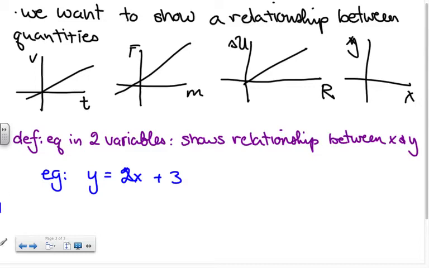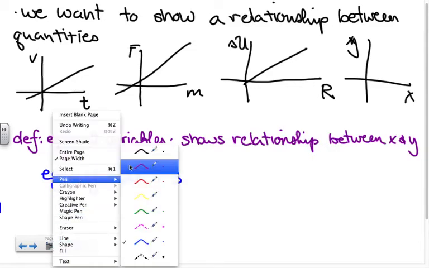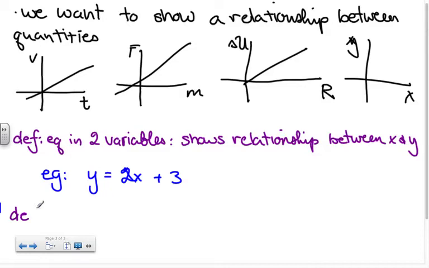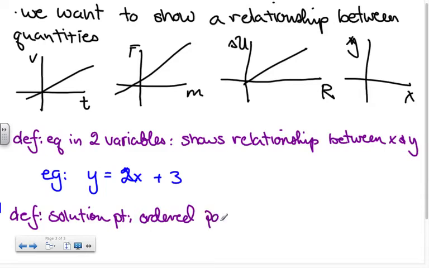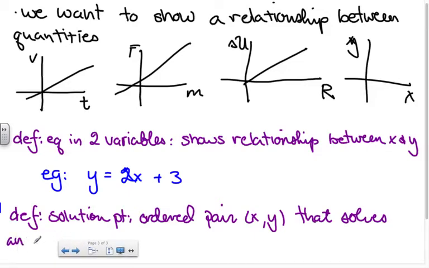A solution point is an ordered pair of x and y. An ordered pair x, y that solves an equation. I'll use EQ for equation. Okay. So everybody have an idea of what we're talking about?